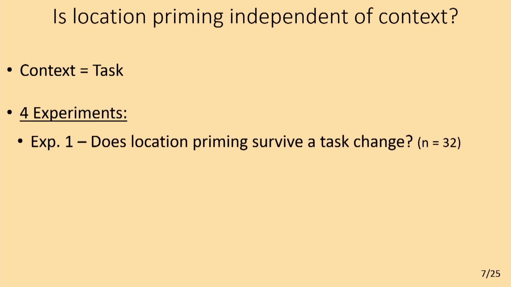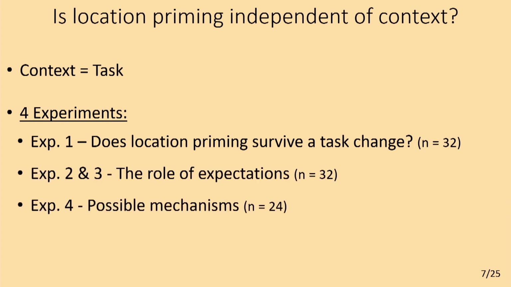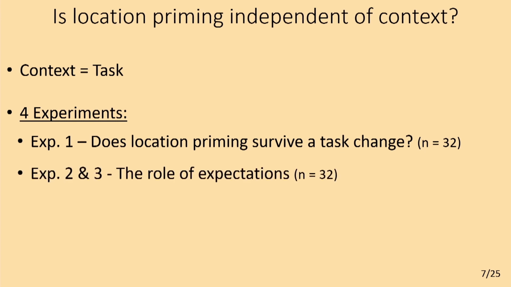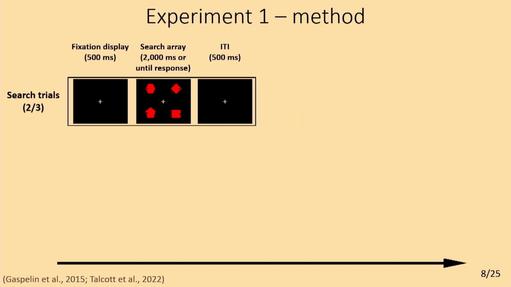In experiment 1, we examined if a clearly visible change in task influences how much attention goes to the previously selected location. In experiments 2 and 3, we examined if expectation about task changes influences location priming. Finally, in experiment 4, we tested 2 possible mechanisms that might account for the results we got.